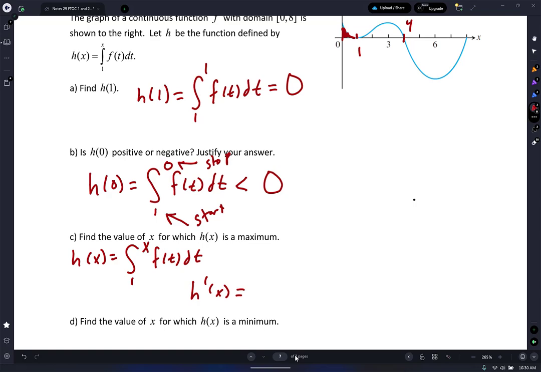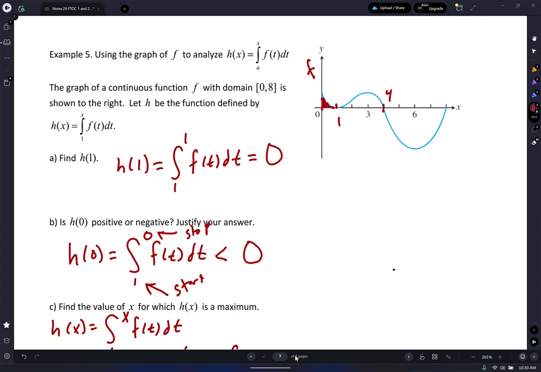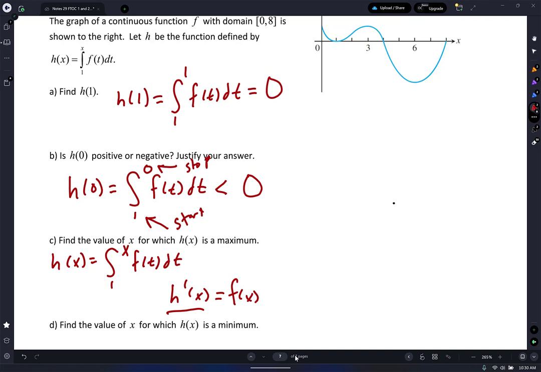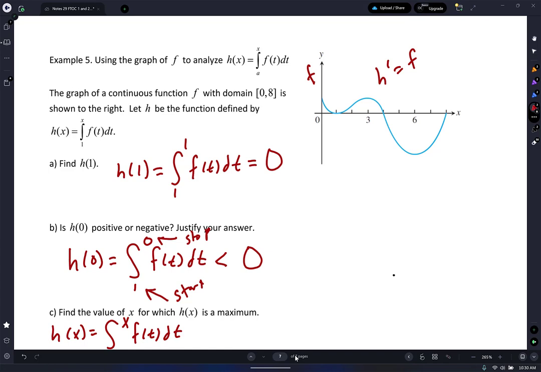It's just f of x. So right now, look at the function I have. This function that you're looking at, it is f of x, but it is also what? The derivative. H prime equals f. That's what you're looking at. You're looking at the h prime graph. On the h prime graph, which happens to be f, where does it go from positive to negative? At 4. That's where I have a maximum.